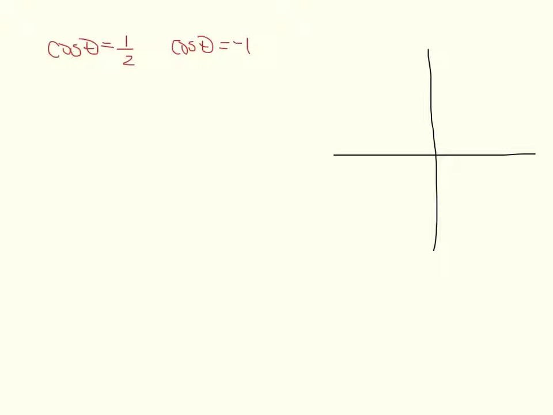So what we're going to do is look at the unit circle and figure out where these situations happen. So cosine theta being negative 1 is the easier situation. Cosine is positive 1 on the positive x-axis, and it is negative 1 on the negative x-axis. So this happens at 180 degrees. Or if you're using radians, it happens at theta equals pi.